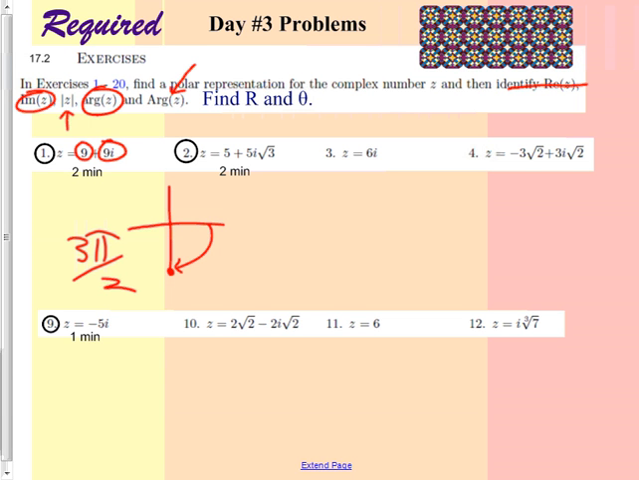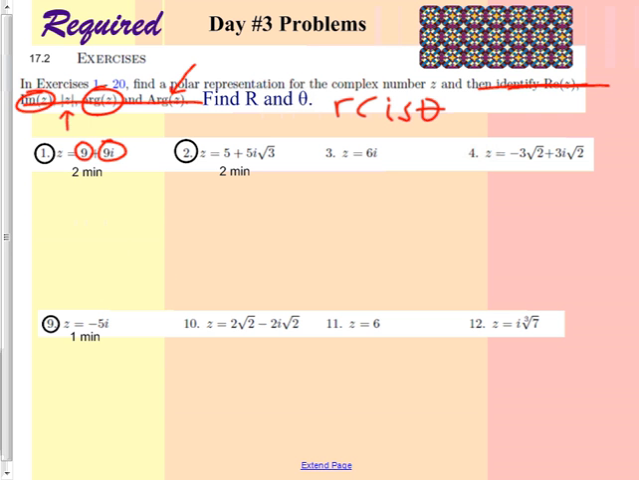But I do not need you to draw all of that. If you can just get me to R cis theta form, that's good. You don't have to do all of this stuff. But I've just explained it to you briefly so you'd know what it was. This one does not come out to 3 pi over 2. I was saying if, for example.